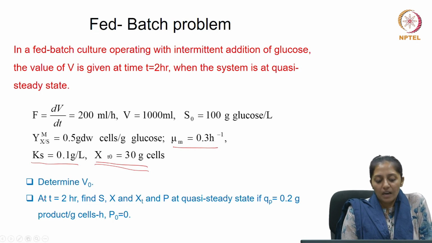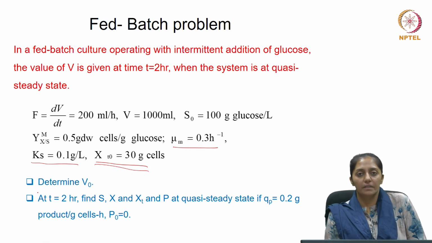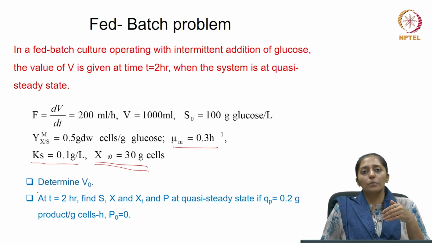So, let us see what is being asked. Let us take the first part, determine the V0. Which means we need to determine what was the volume when the quasi steady state had started, which means before 2 hours.